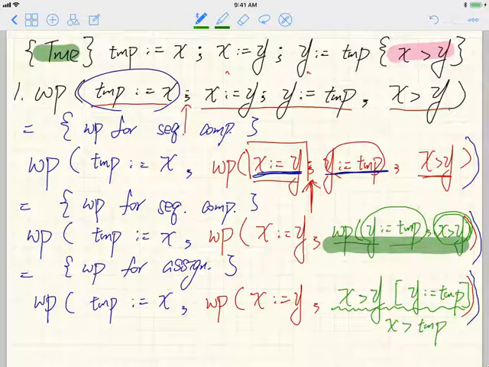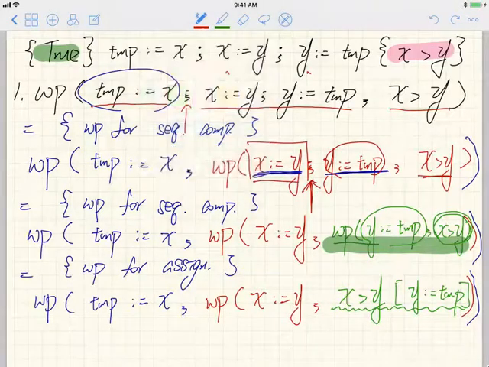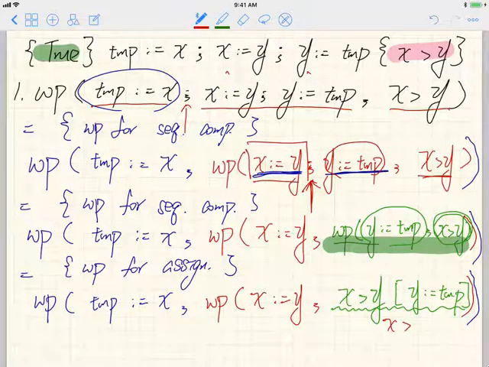Okay, X larger than temp. I can actually make it, maybe use a different color here so you can see a little bit more obviously. X larger than temp. Now we only got two colors left, either the red or the blue. Now we can simplify red, right?